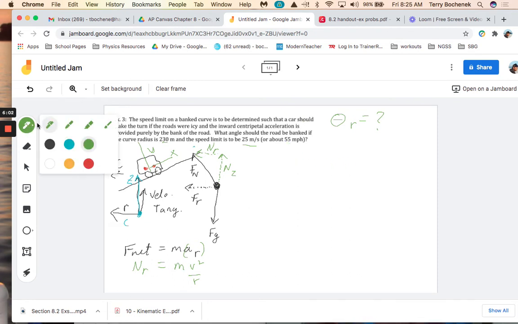So how do we set up this radial force? The radial force is the one that's straight in toward the center of the circle, the sum of the forces in the radial direction, equal to mv squared over r. This normal force in the inward direction is going to be n sine theta.